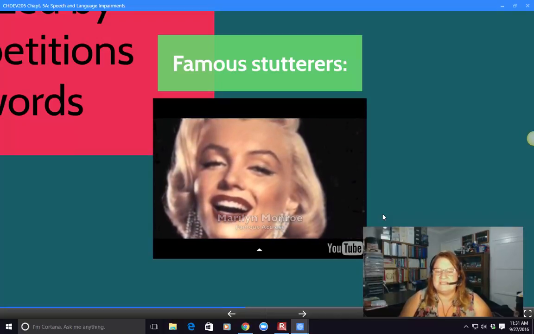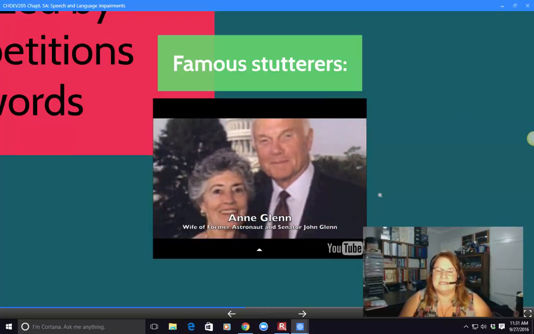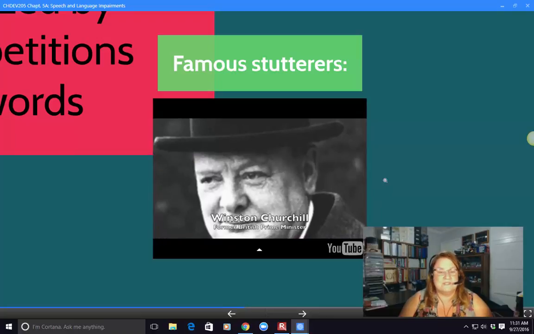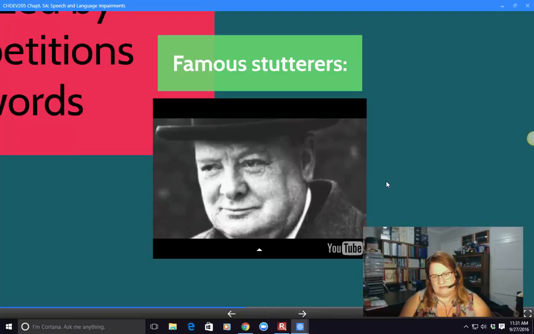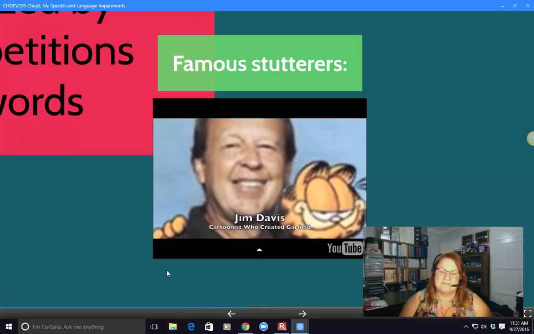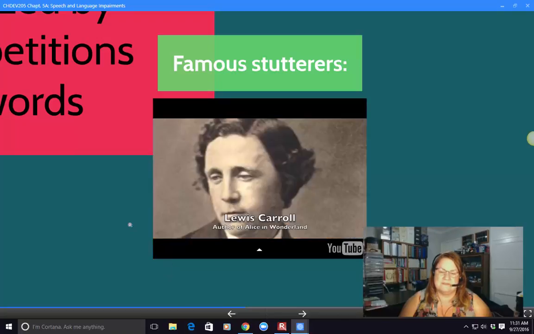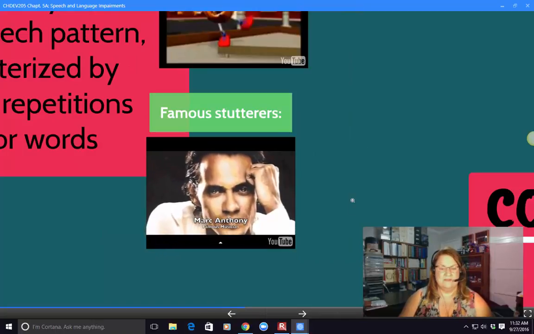Marilyn Monroe. She may have been considered autistic as well, so she's interesting. I'm not familiar with Anne Glenn, but she's the wife of Winston Churchill. He was like the leader of Britain for a long time, and so he was kind of a big deal. The guy who created Garfield. And let's see, I think there's another one. I think that stopped. Hold on there. Lewis Carroll, who wrote Alice in Wonderland. Very cool. And I think it's kind of slowing down here. Mark Anthony. I did not know that as well.